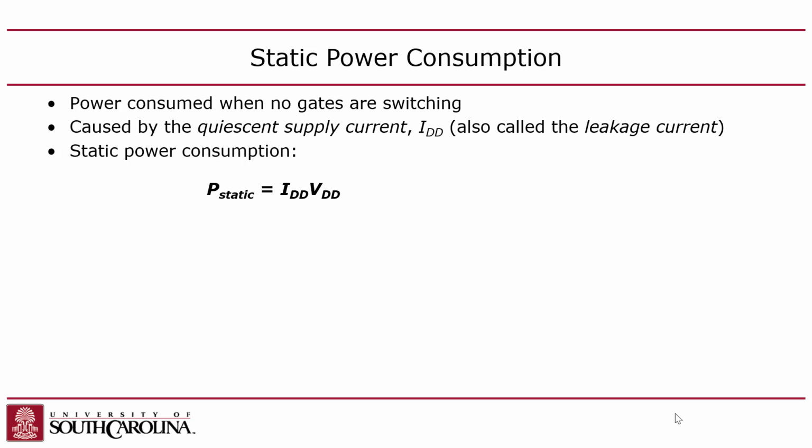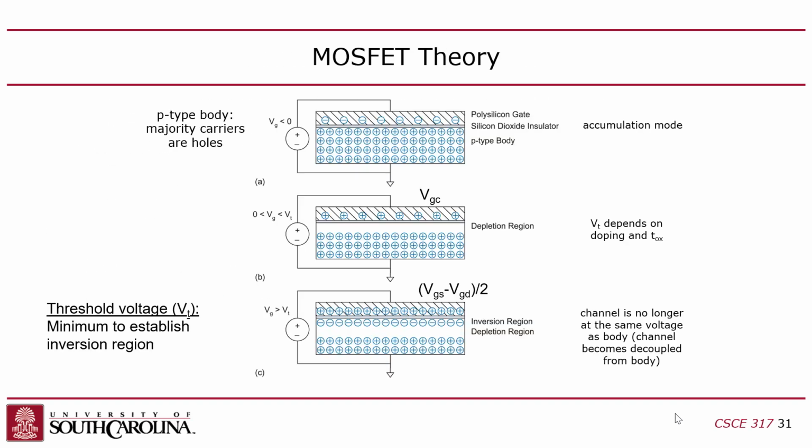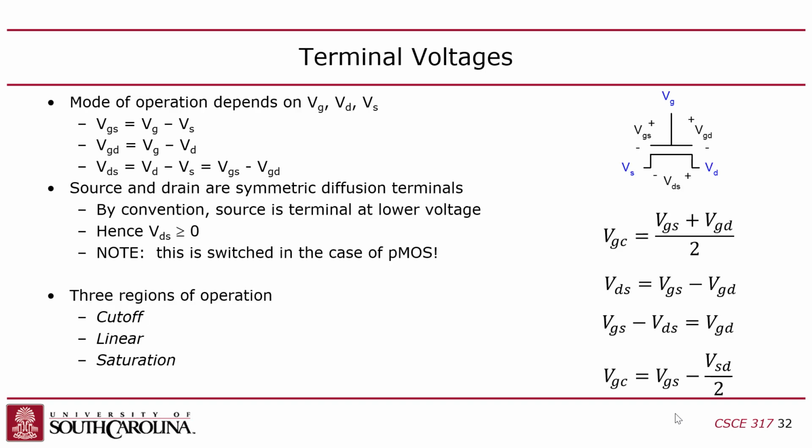And then static power consumption is a little less straightforward to calculate, because that's the current that flows from the power rail to the ground rail without the gate switching. So that's just the leakage current multiplied by the voltage. Okay, so we had an example of that, and then we switched back to talking about MOSFETs.